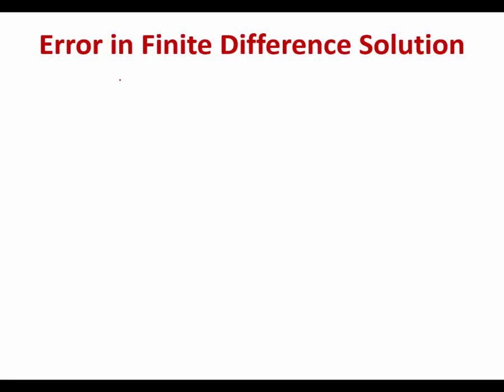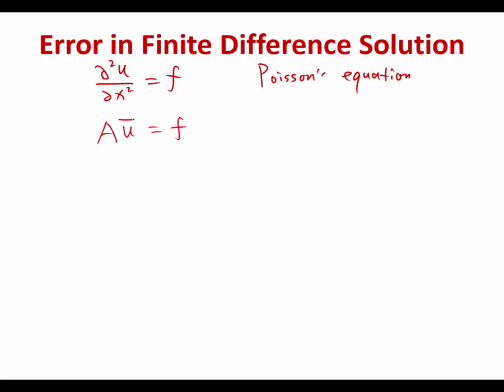So we are solving the equation partial squared u partial x squared equal to f. This is the elliptic equation. It's called Poisson's equation. And we approximate the solution using AU equal to F.